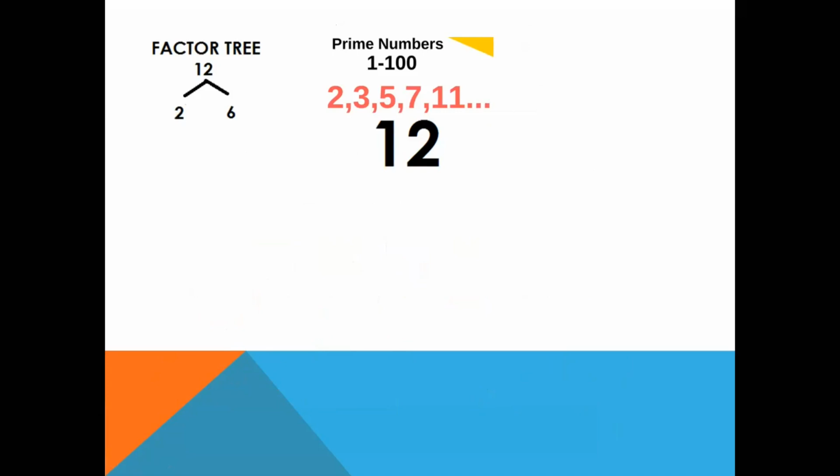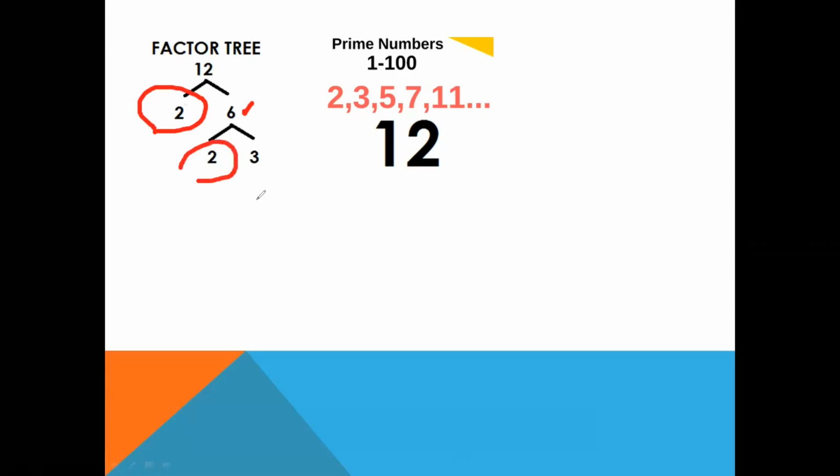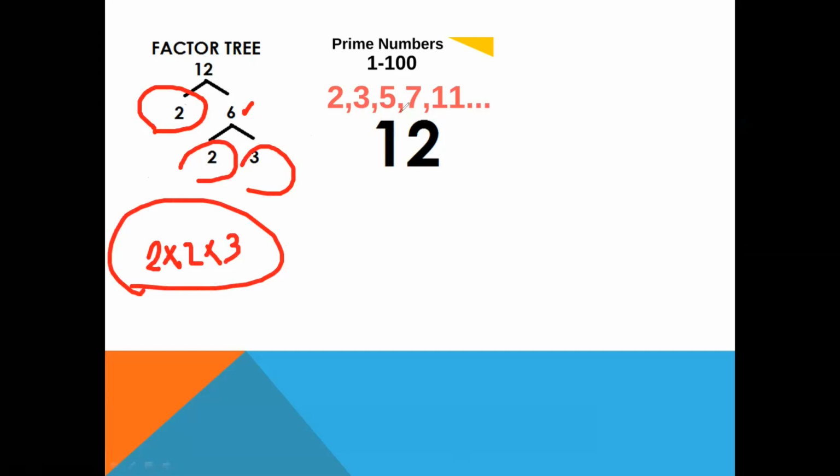Now, 2 is already a prime, so it is already our prime factor. So the only one we need to factor next is the 6. What is the prime factor of 6? We have 2 and 3. So now, 2 and 3 are already our prime factors. So the prime factorization of 12 is 2 times 2 times 3 based on the factor tree.